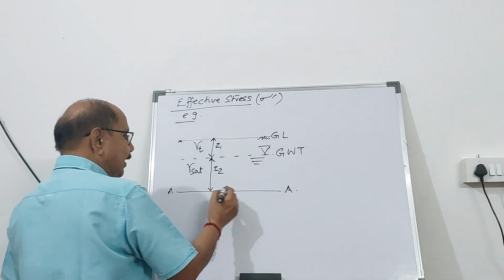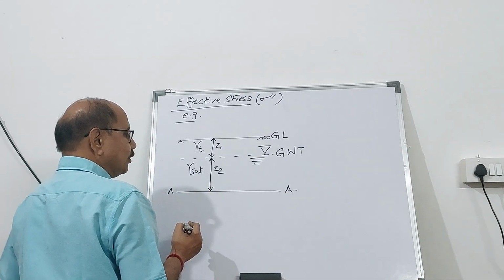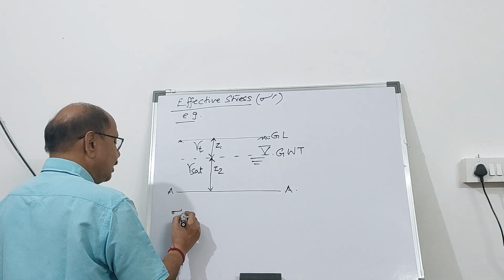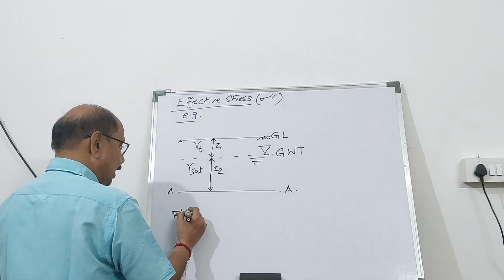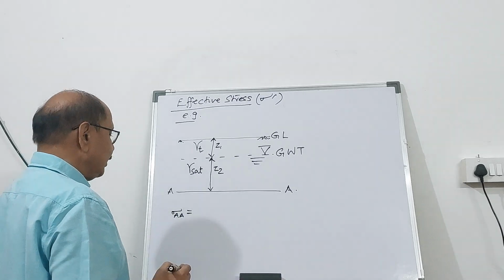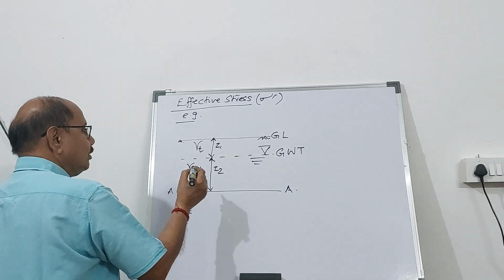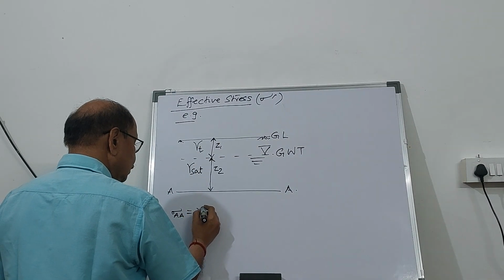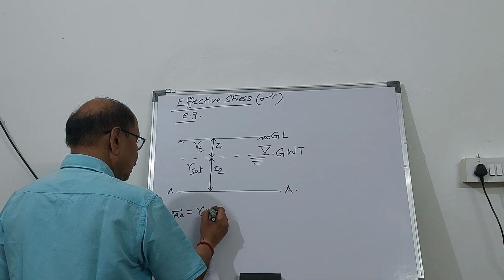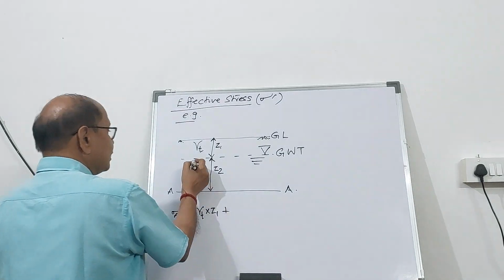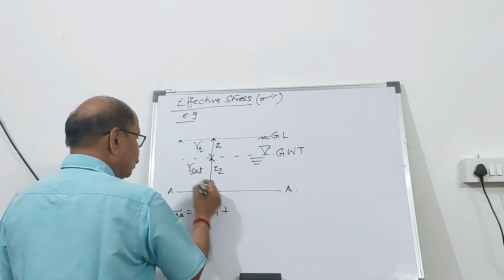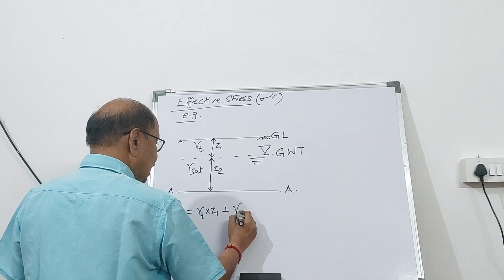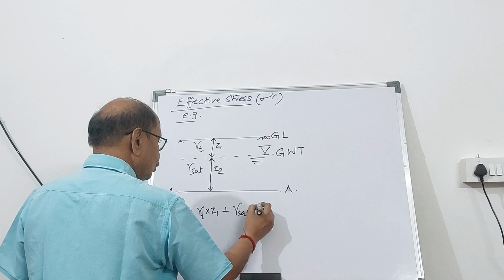How will you calculate the total pressure sigma? So total stress sigma at A, if you want to calculate, how will you calculate it? It is going to be equal to gamma T into Z1 plus this part Z2, the condition is it is fully saturated, so gamma saturated into Z2.